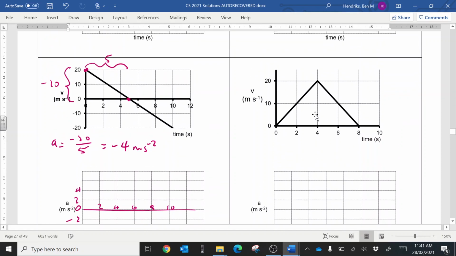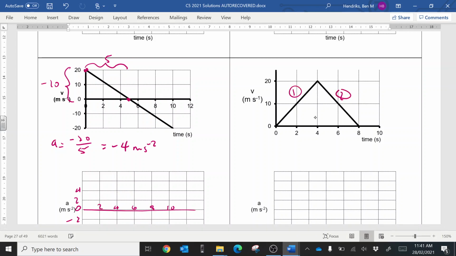Okay, so this one's a little bit more interesting. We've got 2 gradients here, so we've got segments 1 and 2. For 1, A is equal to our rise of 20 over our run of 4, so that's equal to 5 meters per second squared. And then it should just be the opposite for the next one. It goes from 20 down to 0 over 4 seconds. So for 2, A is equal to -20 over 4, which is equal to -5 meters per second squared.